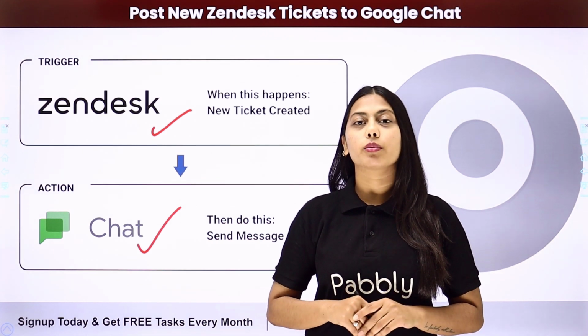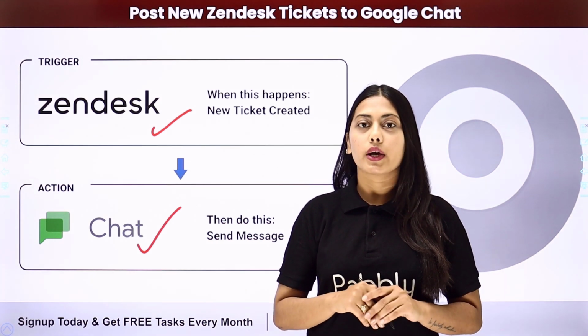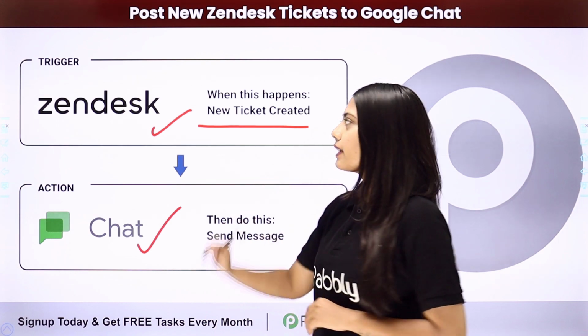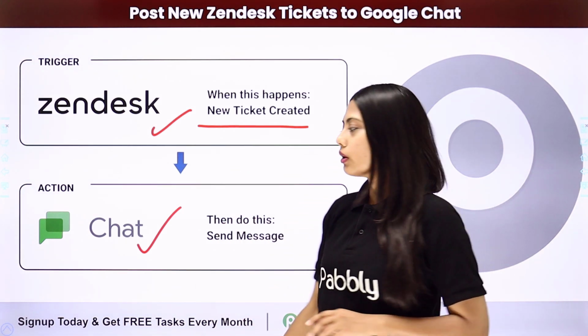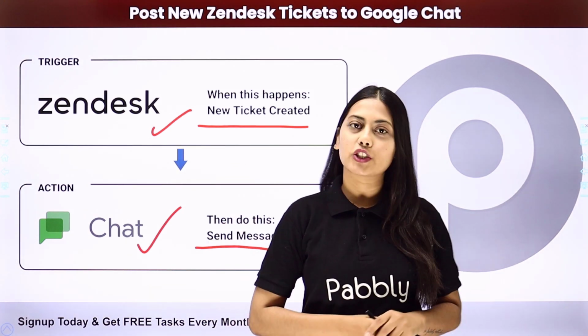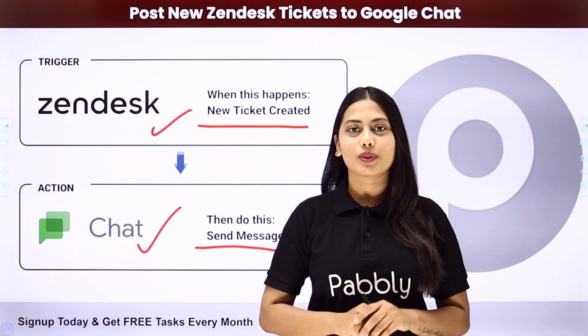We will create this automation with the help of Pabbly Connect, where our trigger will be the new ticket raised in Zendesk and our action will be to send message in your Google Chat space. Let us learn how to do that.